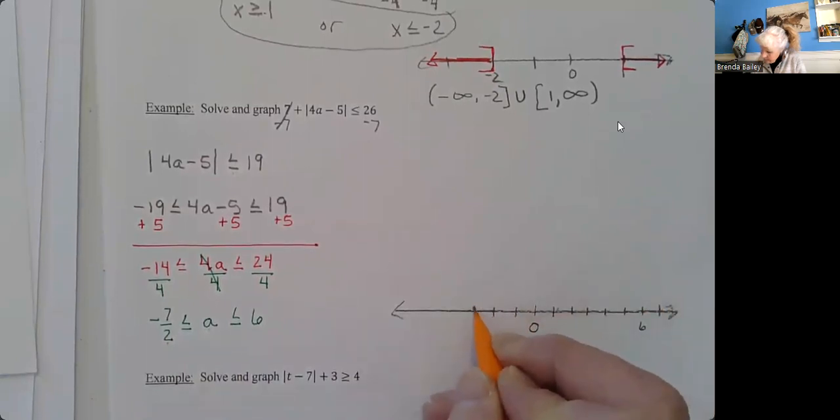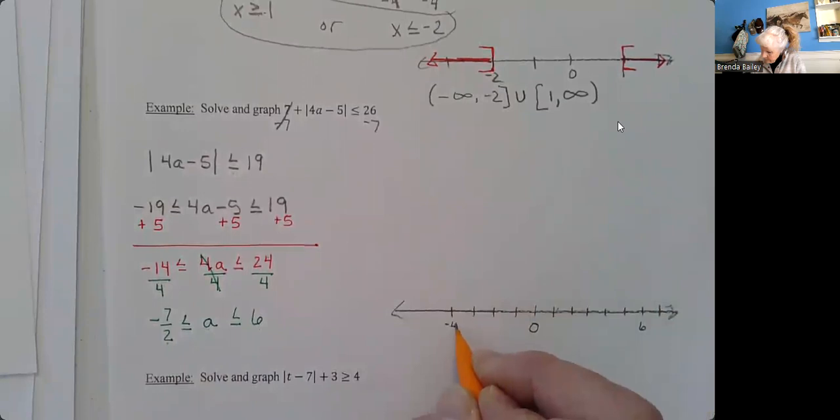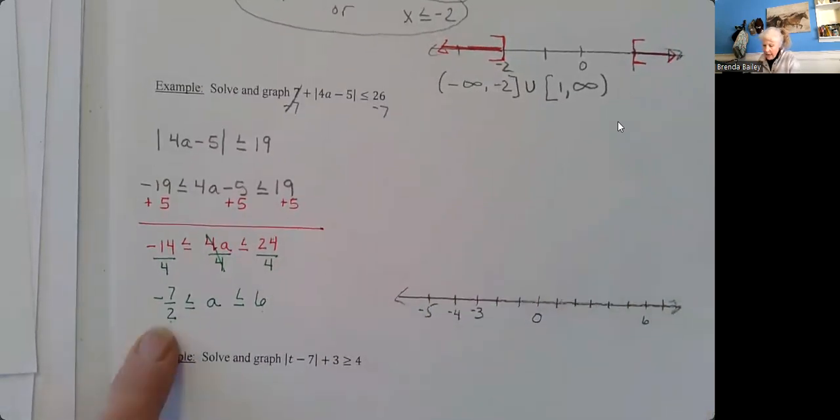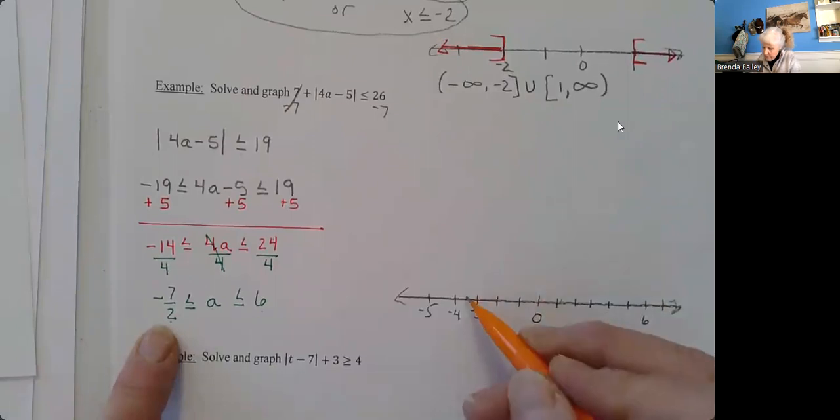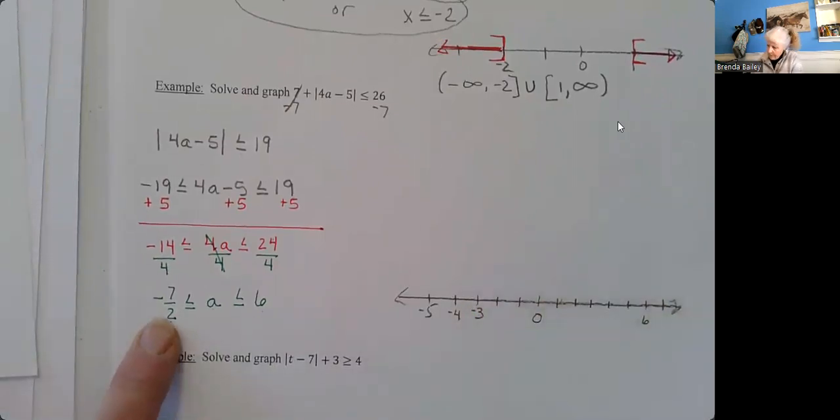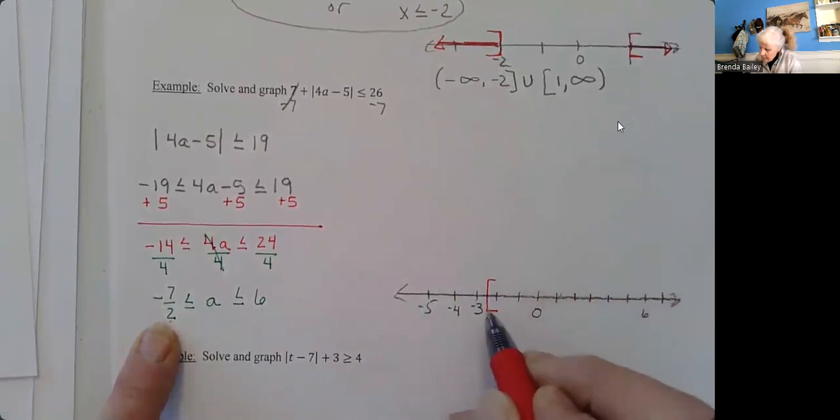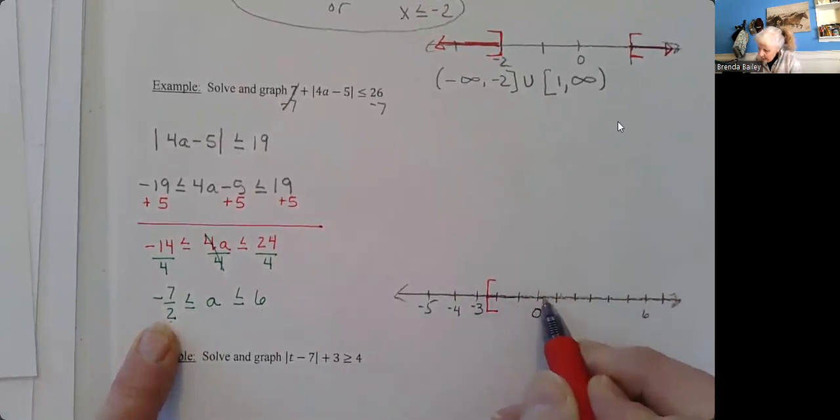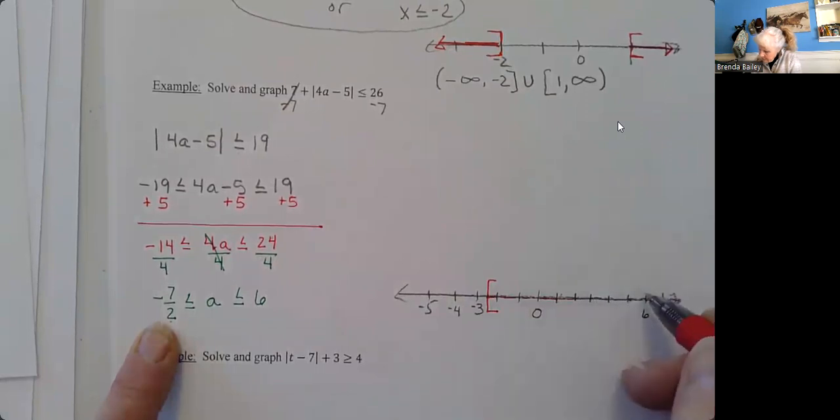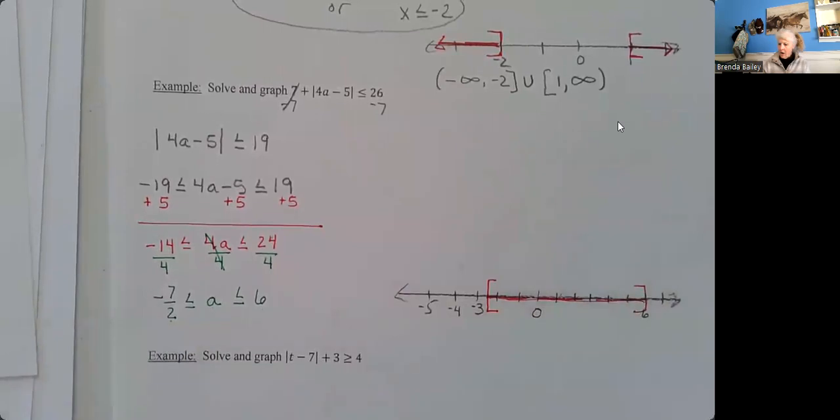1, -2, -3. All right, so we're going to go to -3.5, and we're going to put a bracket. So our a is between that number and 6 with a bracket. Okay, all numbers between those 2.